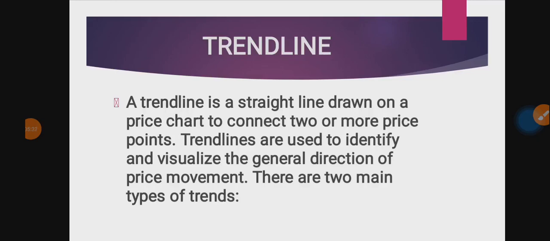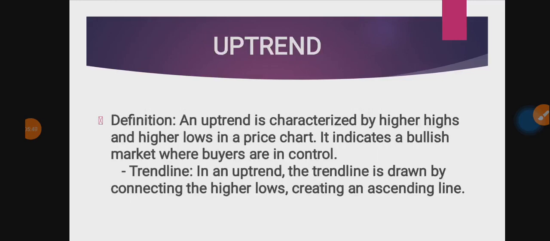If the market is on the upside, if it's on the downside, we will use trend lines to visualize, to make it more visible, to identify the general direction of the price movement. And we said there are two main types of trends. The first one is the uptrend. We said an uptrend is characterized by higher highs and higher lows.